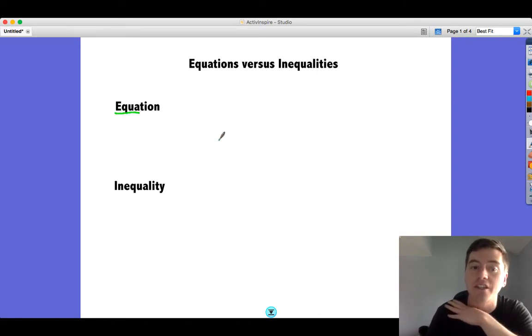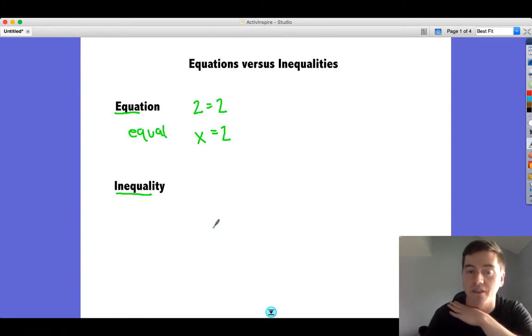An equation is when we have two things that are equal. So, like 2 equals 2 or x equals 2. Something like that, where I say this is the same as that. Equation has an equal, right? And inequality, you can see that in the name as well, right? Unequal, as in when things are not equal.